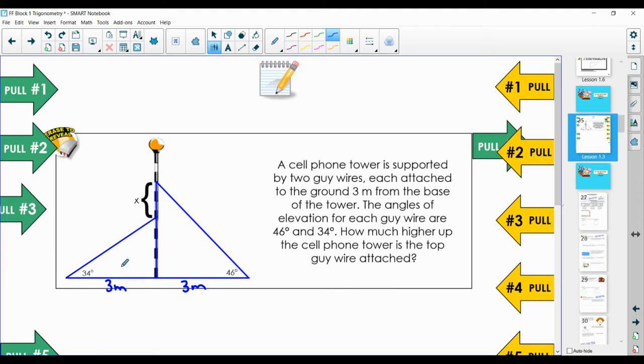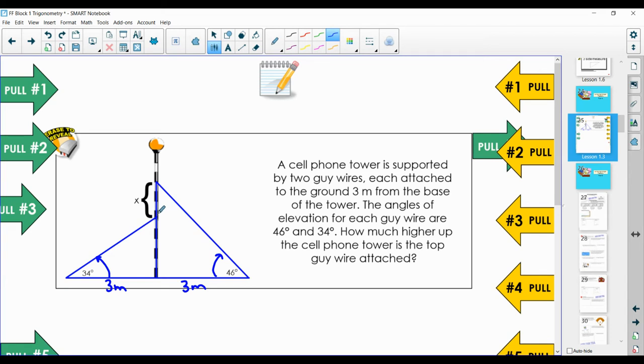Now, if you chose to have your triangles on the opposite sides, it would just be a mirror image of what I have. Notice that the longer guy wire had the bigger angle of elevation, because if we're moving up the pole, the elevation is going to get higher as we go higher up the pole. And the angle of elevation here is 34 degrees.